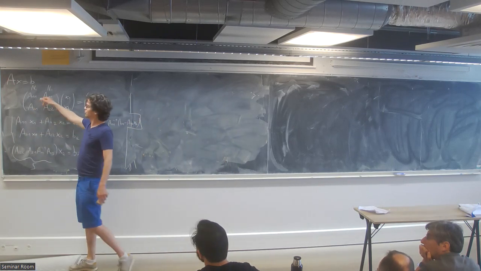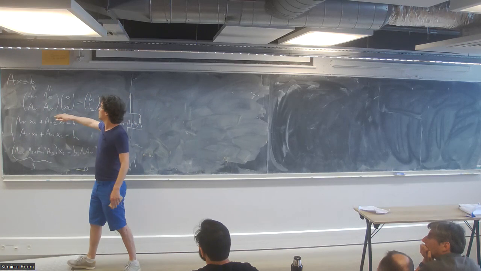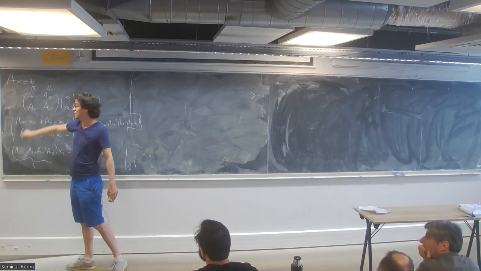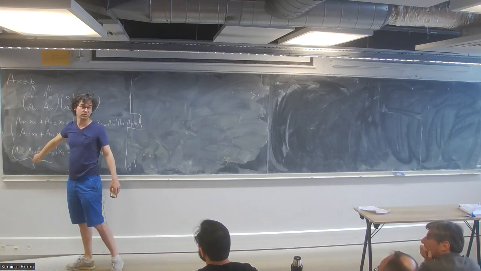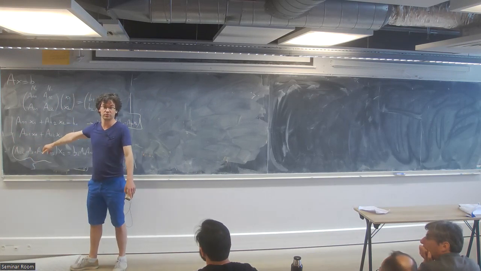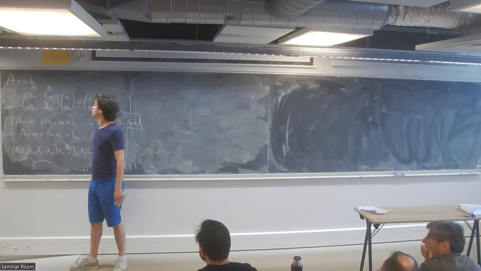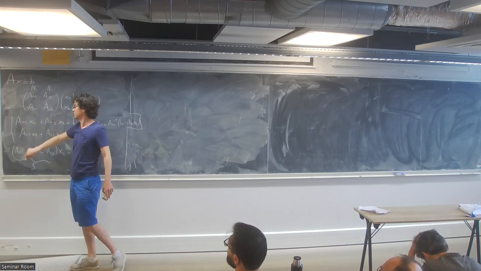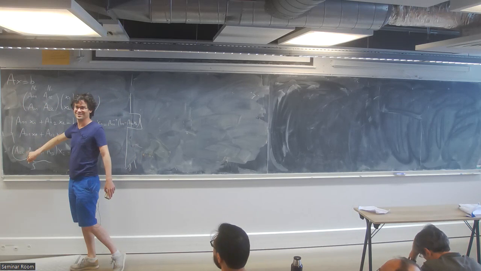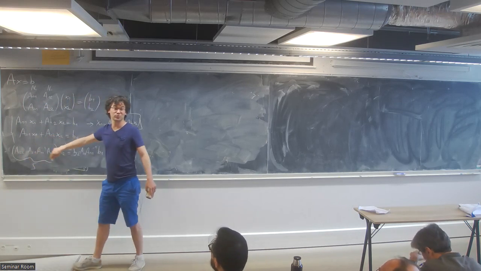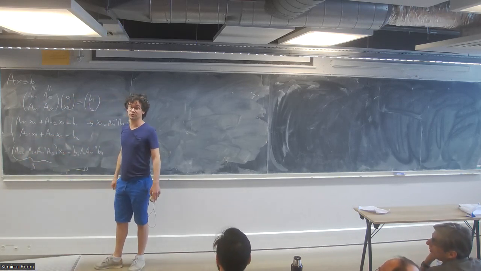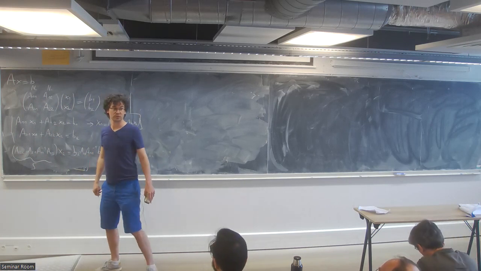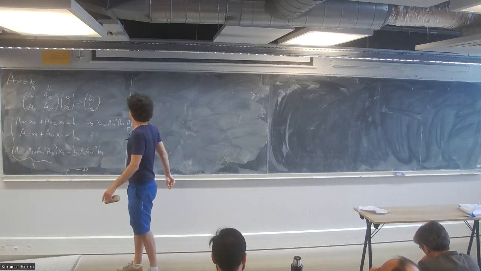You can also prove things like: if A11 is invertible and if this Schur complement is invertible, then the matrix is invertible. This is the proof: you can just get x2 and then plug back into x1. You can show that if A11 is symmetric positive definite, and if the Schur complement is also, then the whole matrix is positive definite. This is also useful for a number of things.